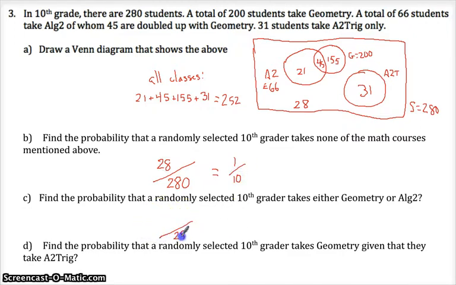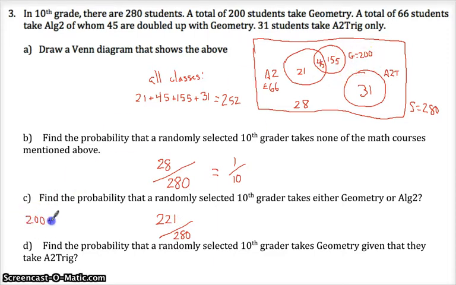Find the probability that a randomly selected 10th grader, out of the 280, takes either geometry or algebra 2. So this would be all of this together, everybody in this yellow snowman. I'm going to get rid of that because we might not want that around for long. But yes, it's all these three together. That would be 221.